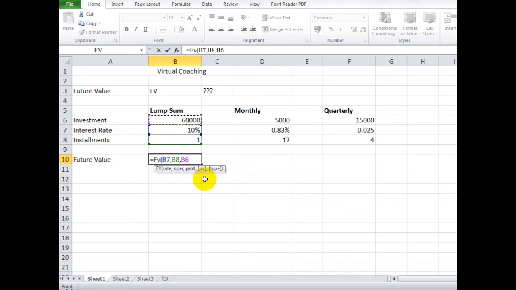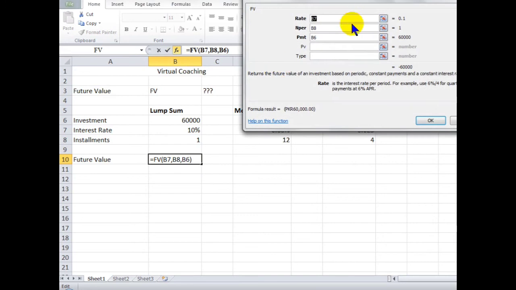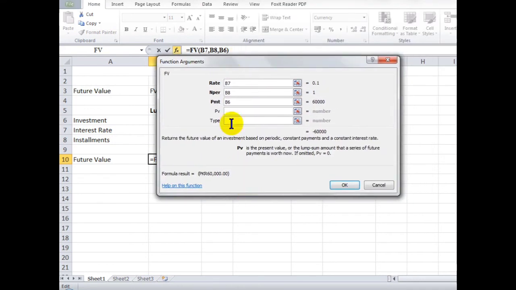In this case, we will be ignoring this. We will not be putting any value there, and just try to understand this. If you click here, it will give you the present value, which is the worth of the series now. In this case, we will be putting it at 0. And for the type, as I said, it's either 1 or 0, depending on whether you are making the investment at the start or the end of the period. In our case, we will be doing it at the beginning of the period, so our type will be 1. And it is giving you the value of 66,000.